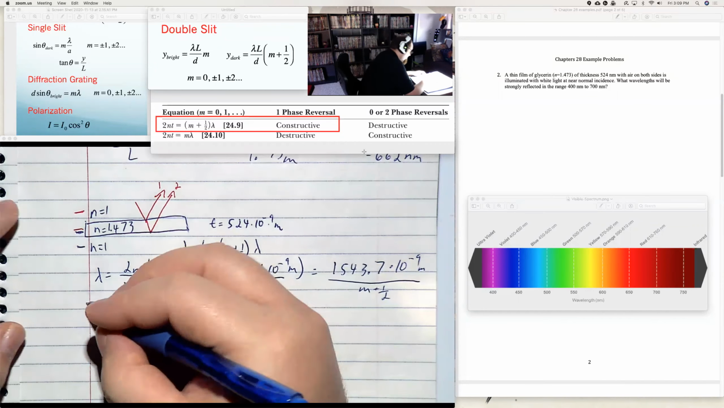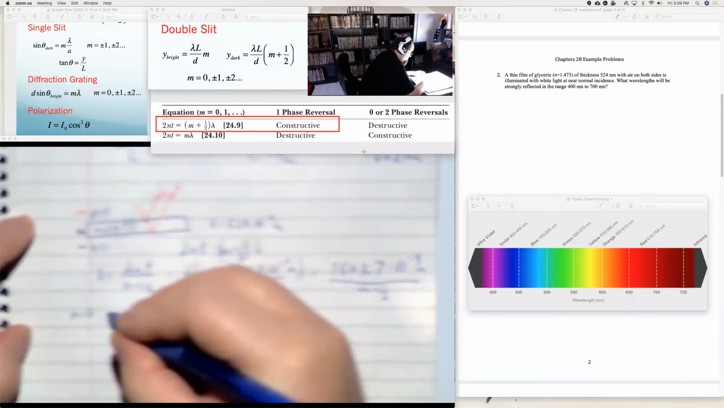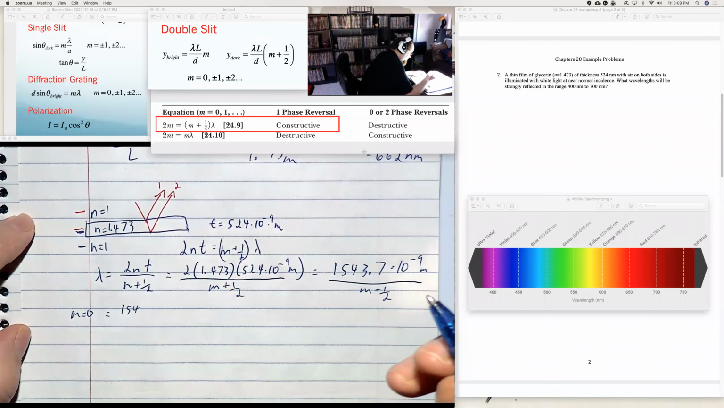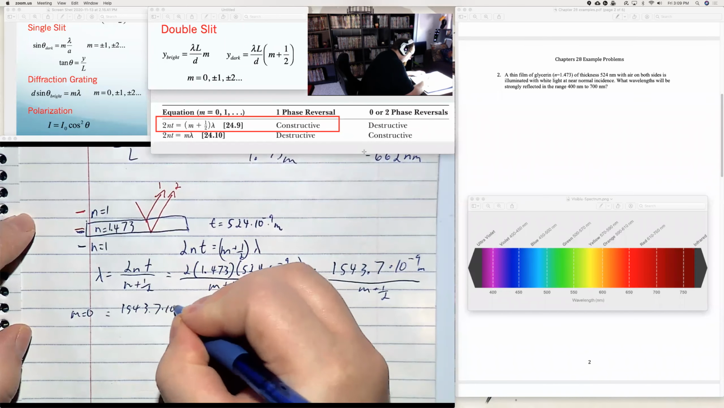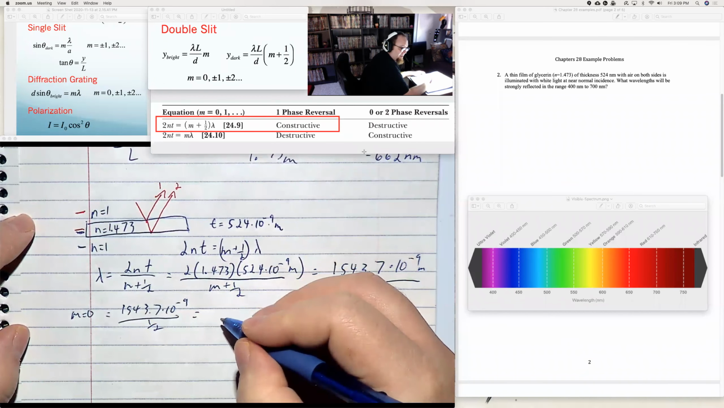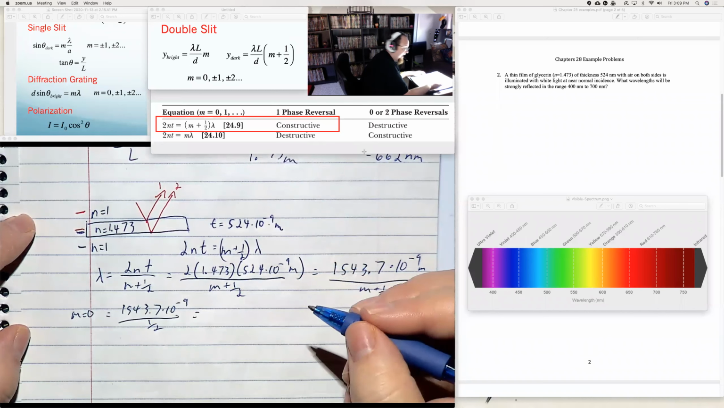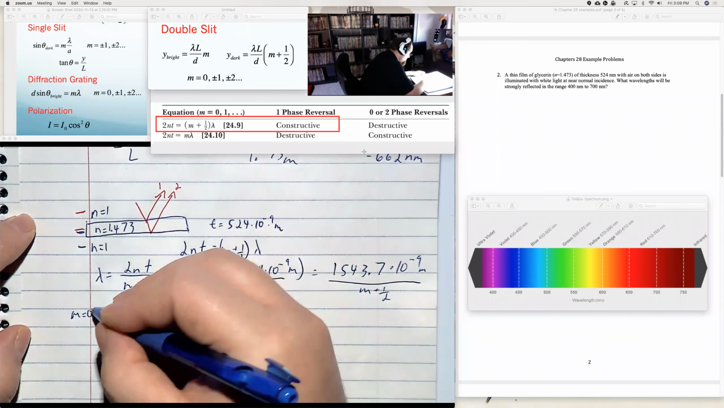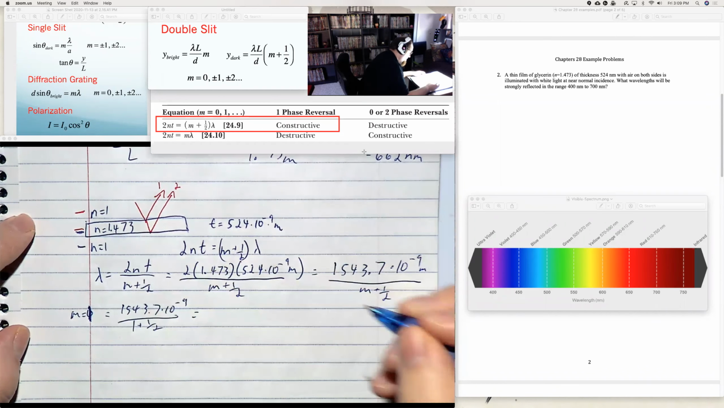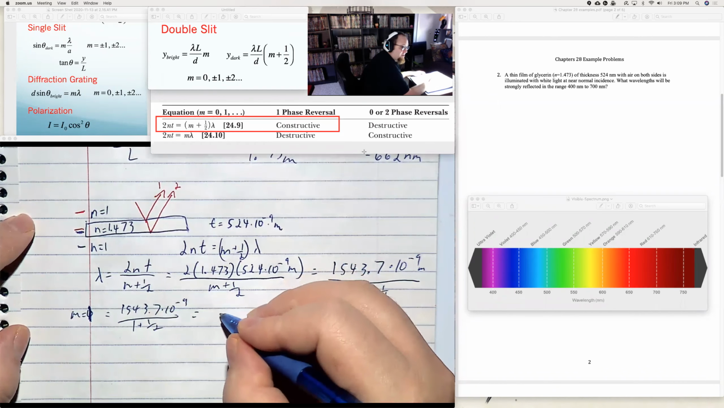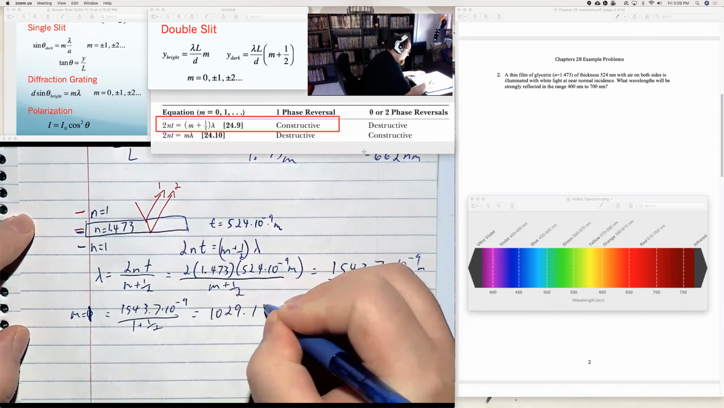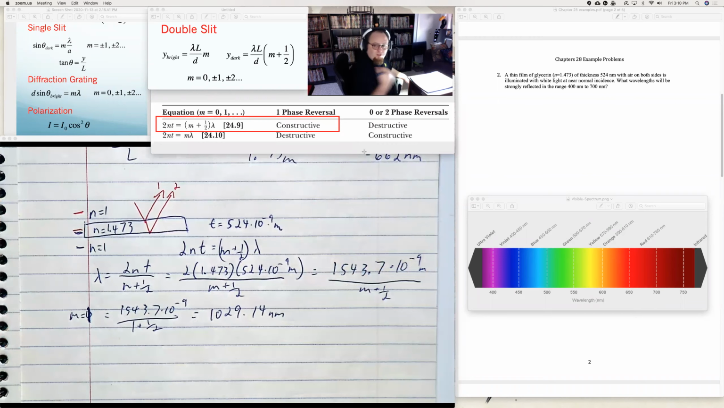I'm going to say, okay, m equals 0. That's going to be this divided by 1/2. Which is going to give me, oh, sorry. m can't be 0. I'm going to say m equals 1. I misspoke. It can't be 0 for these. And if I divide it by 1 plus 1/2, that's 1029.14 nanometers, which is far infrared.